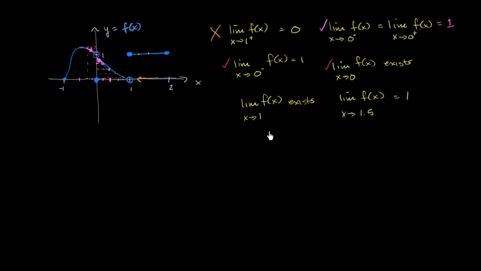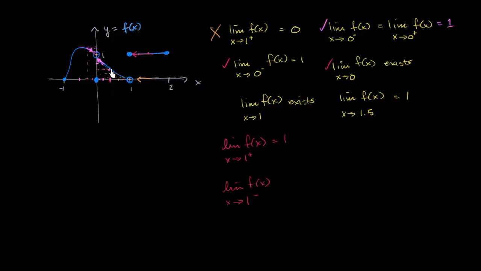Is that true? Well, we already saw that when we're approaching 1 from the positive direction, the limit seems to be 1. When x is 1.5, f of x is 1. When x is a little bit more than 1, it's 1. So it seems like we're getting closer and closer to 1. So let me write that down. The limit of f of x as x approaches 1 from the positive direction is equal to 1. And now what's the limit of f of x as x approaches 1 from the negative direction?